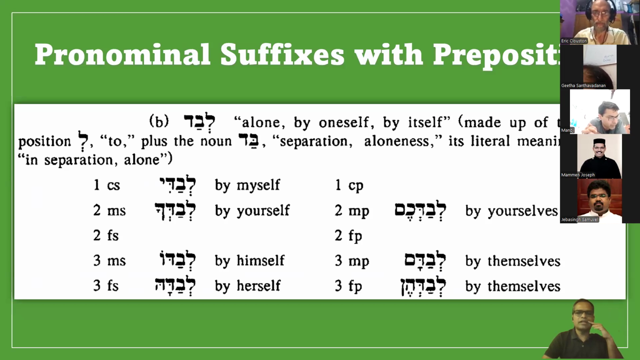In levad, what is happening here? The last letter of that word is receiving Dagesh Forte. That is why it is categorized under the irregular forms. So levadi, levadeka, levado, levada, levadenu, levadekem, levadam, levadan, levadehem. Right?